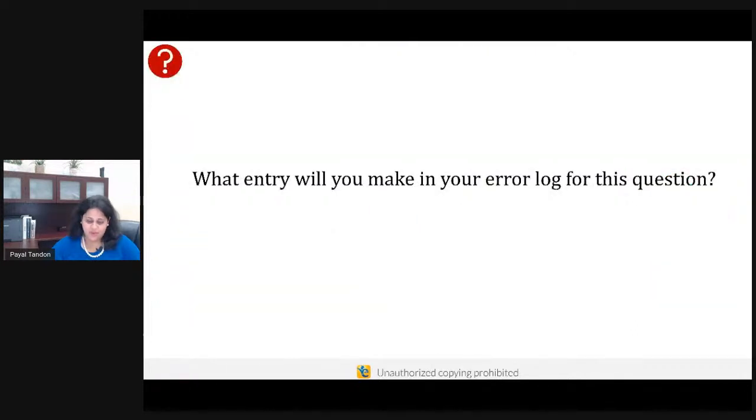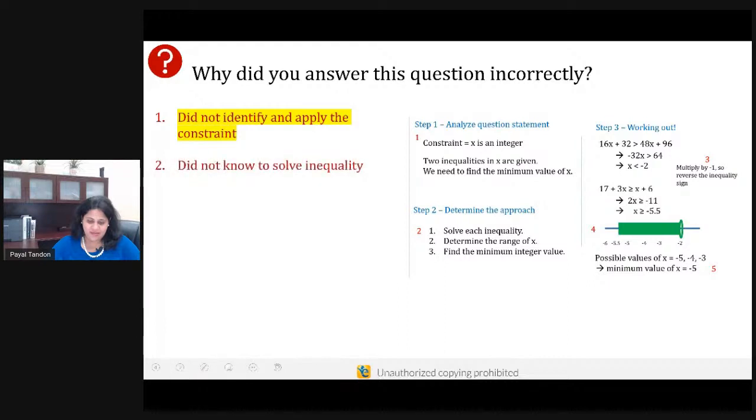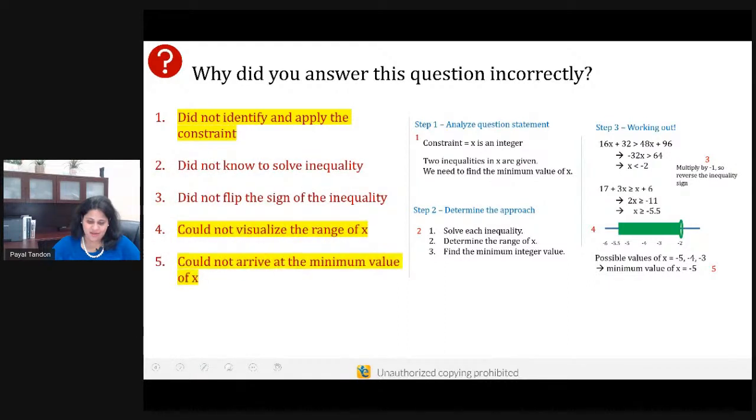And the entry that you're going to make in the error log is inequalities, but as an error, you're going to say silly mistake. But as such, the reason why you made the mistake over here, if you selected choice A, and a number of you selected choice A, was that you did not identify and apply the constraint. Which has got nothing to do with inequalities.